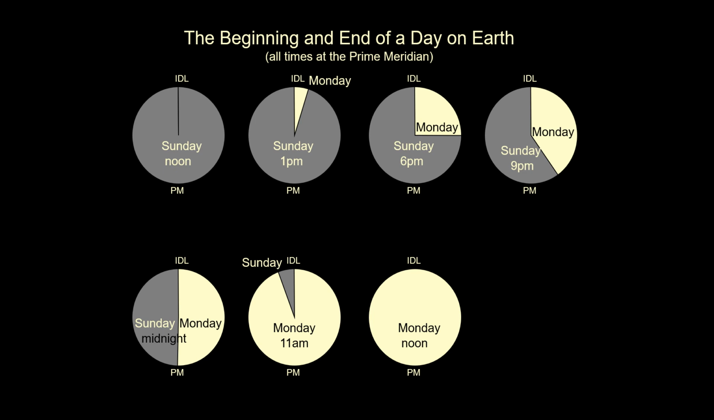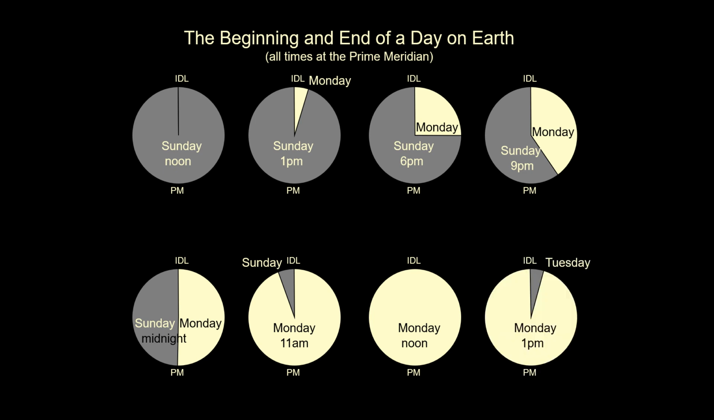And once again, we'll return full circle. Here's Monday, noon at the prime meridian, just Monday existing on the planet. And the very last image is a little sliver of Tuesday as it begins to creep onto the planet.